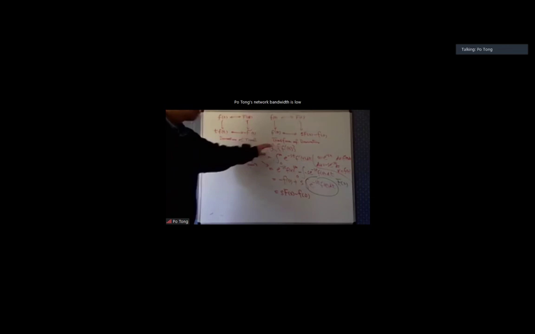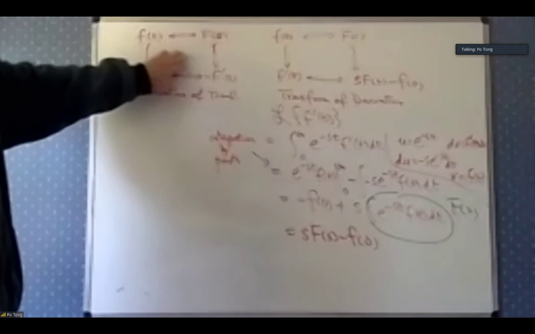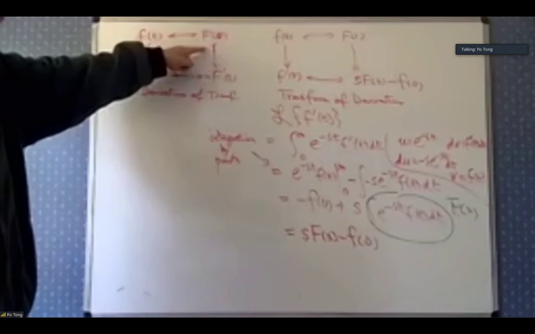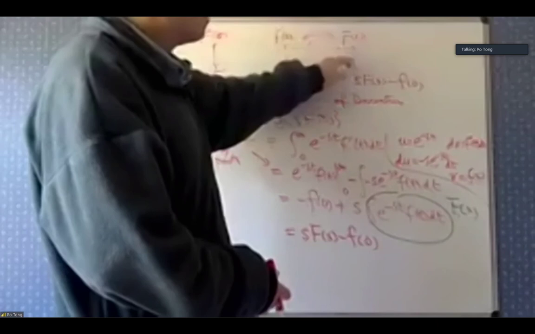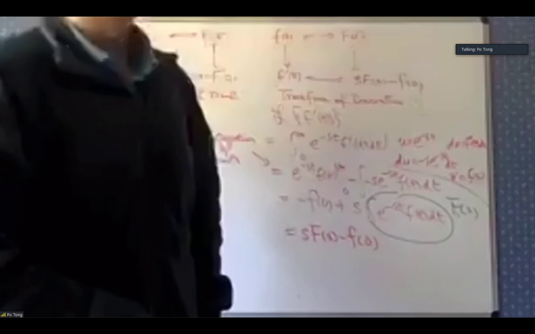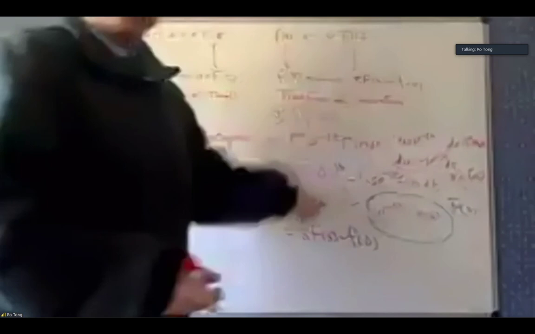So we have these two pictures. Over here, on the left hand side, you multiply by t, which corresponds to, on the right hand side, taking the derivative, except there's a difference of a negative sign. Over here, on the left hand side, you take the derivative, on the right hand side, you multiply by s, except there's an adjustment of f of zero. So there is some symmetry there. Multiply, differentiate, multiply. Is it okay?